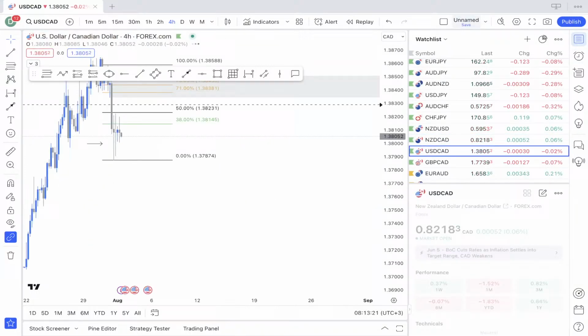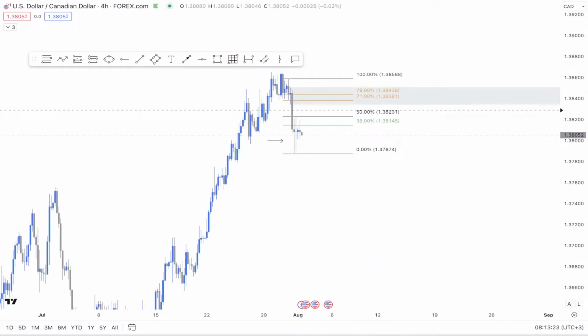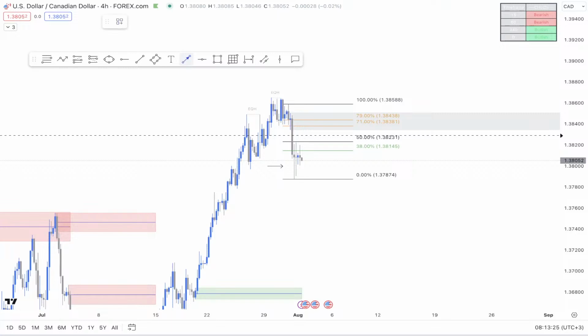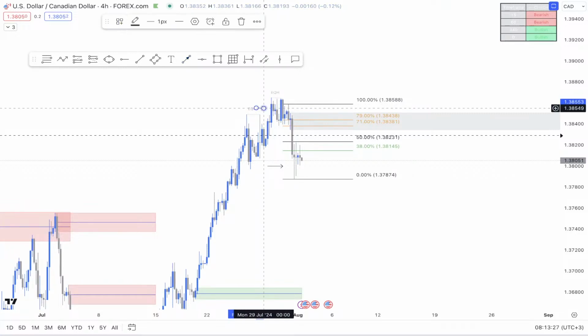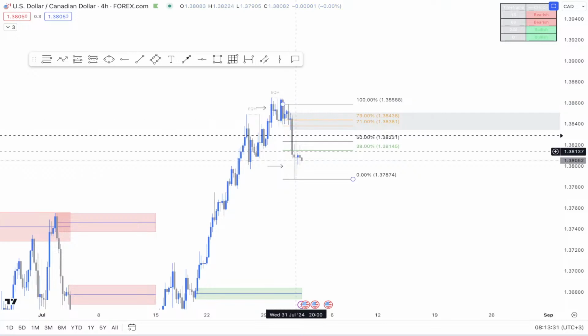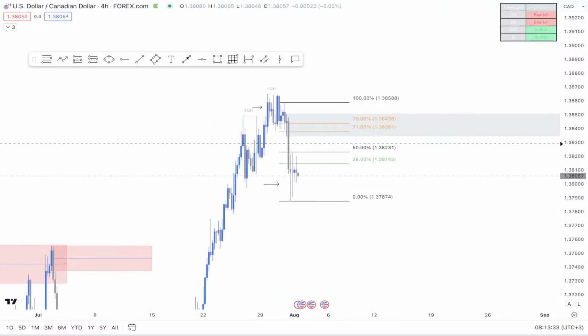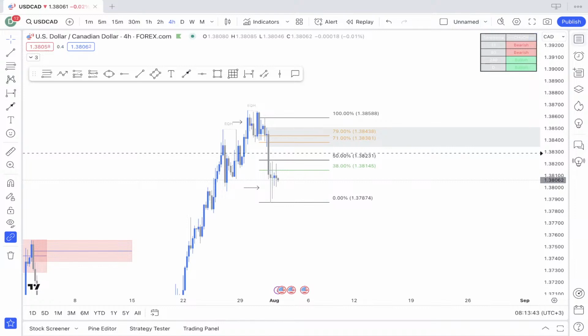USD CAD with a bearish opportunity. Right here we have a bearish shift in momentum. We have a liquidity sweep followed by an impulsive break towards the downside. We have this unmitigated order block lining up perfectly with the point of interest, and now we need to wait for a continuation of this corrective pullback towards our fire zone.